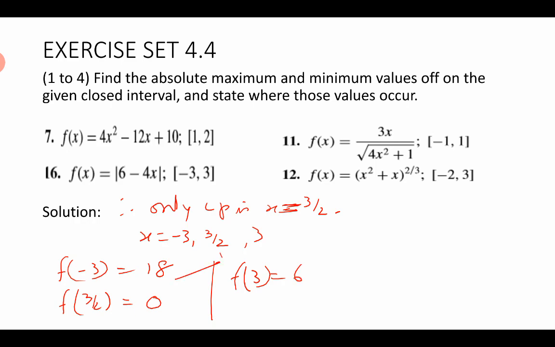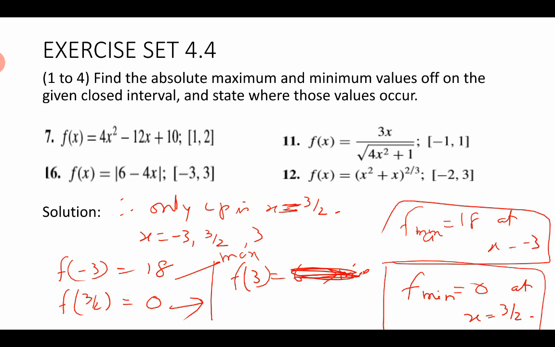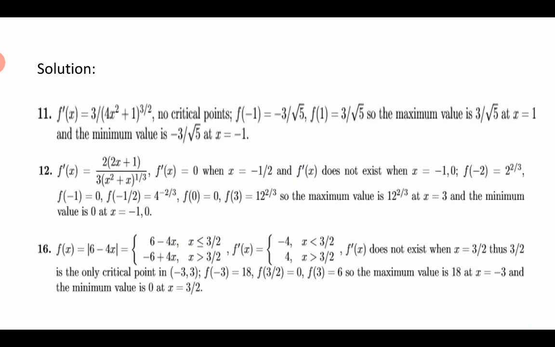This is maximum, this is minimum. So f maximum is 18 at x is equal to negative 3. This is not the minimum, 0 is the minimum value. f minimum is 0 at x is equal to 3 over 2. So we found the maximum and minimum. That's the end of this problem. Try 12 yourself. The solutions have been given here.